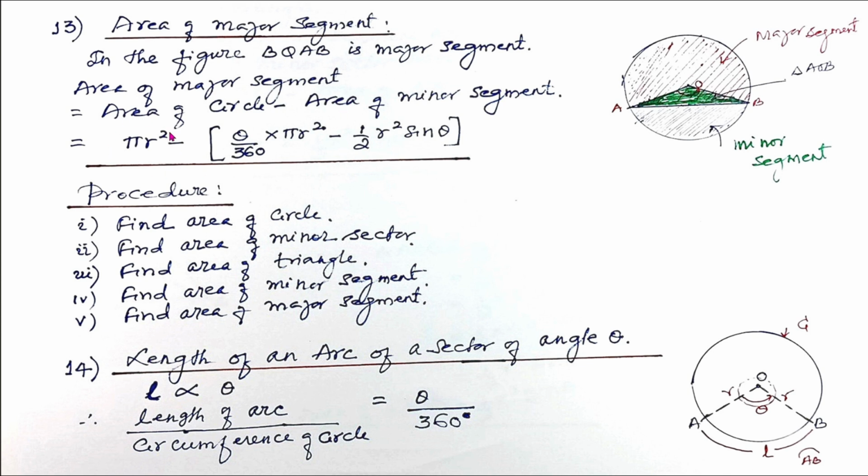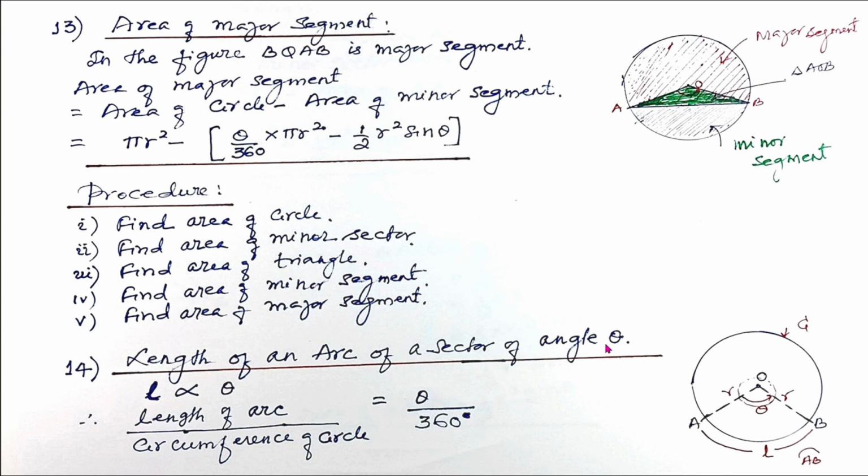Find the area of the circle first, find the area of the minor sector, find the area of the triangle, subtract the area of triangle from minor sector, we will get the area of minor segment, and then go for finding out the area of major segment by subtracting the area of minor segment from the area of circle. A very simple procedure. Of course it is a slightly lengthy procedure, but in 5 steps you will be solving it and you will get the answer correctly. It is almost a 4 to 5 marks question generally asked.